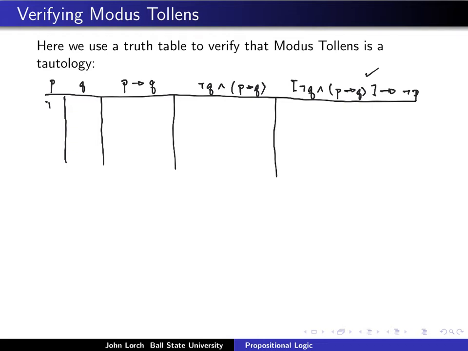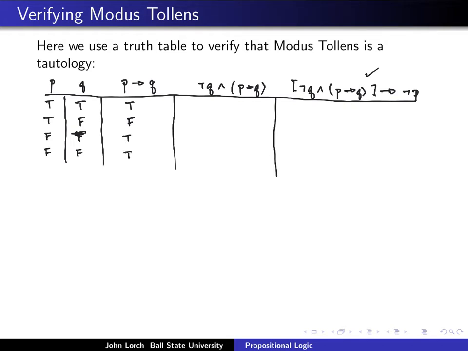Okay, so again, we start as usual. We're going to list off our possible truth values of P and Q. Cover all possible settings. And then we have the conditional if P then Q, which remember, the only way that's false is if Q is false and P is true. Everywhere else it's true.